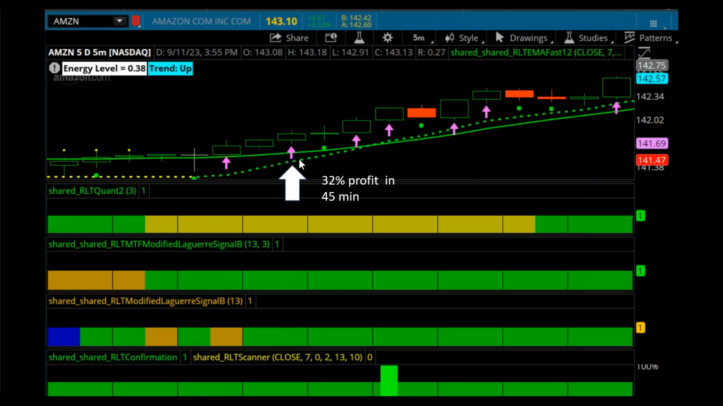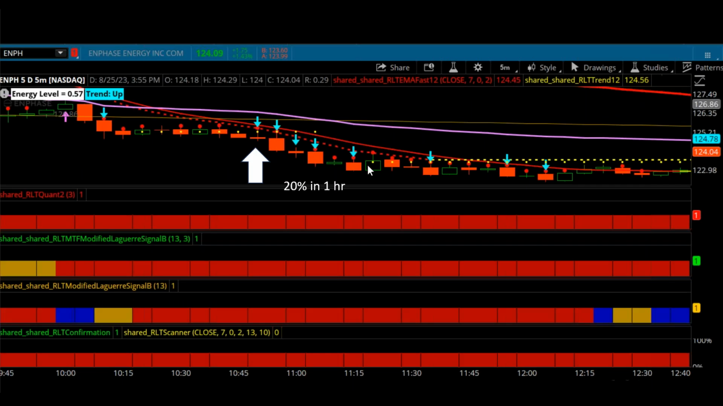Amazon, same thing here, 32% profit. This is a 5-minute chart. We get in here, we're in this trade 45 minutes. Notice we got green, green, green. The long-term trend was messed up because of the choppiness, but I'm happy with this, and the multi-time frame and current time frame are both green. Institutions are in there, 32% in 45 minutes.